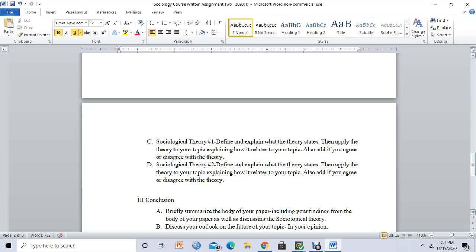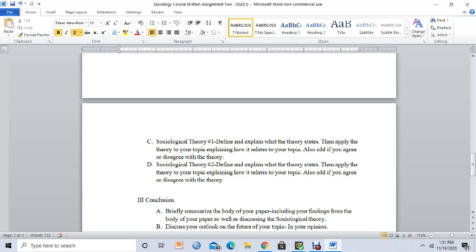And then also what I want you to do is add if you agree or disagree with the theory. So here's your theory. What does the theory state about your topic? You're going to say, I agree with this theory or I disagree with this theory, and give me the reason why. So if you say, well, I agree with the conflict theory, don't just leave it like that. I want you to explain why you agree with the conflict theory or why you disagree with this particular theory that you chose. Tell me why you disagree with that particular theory.